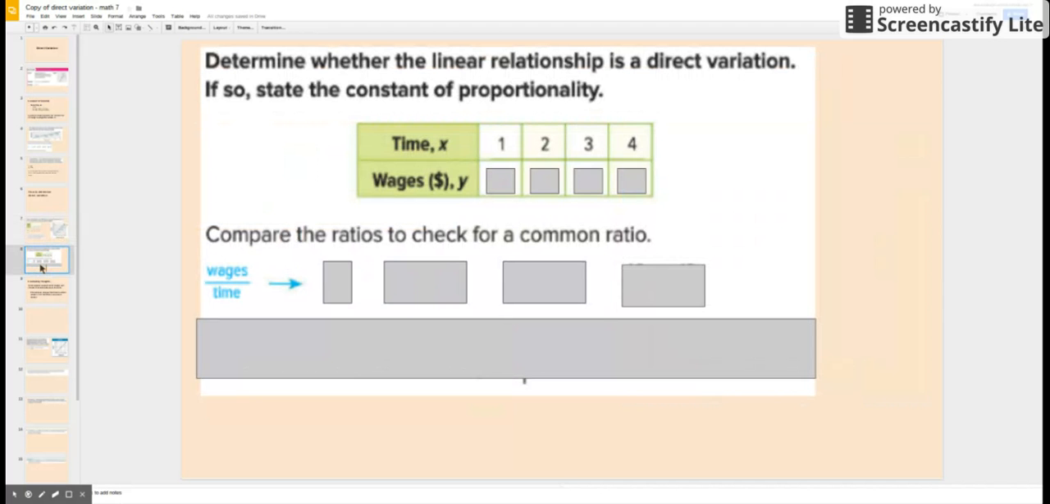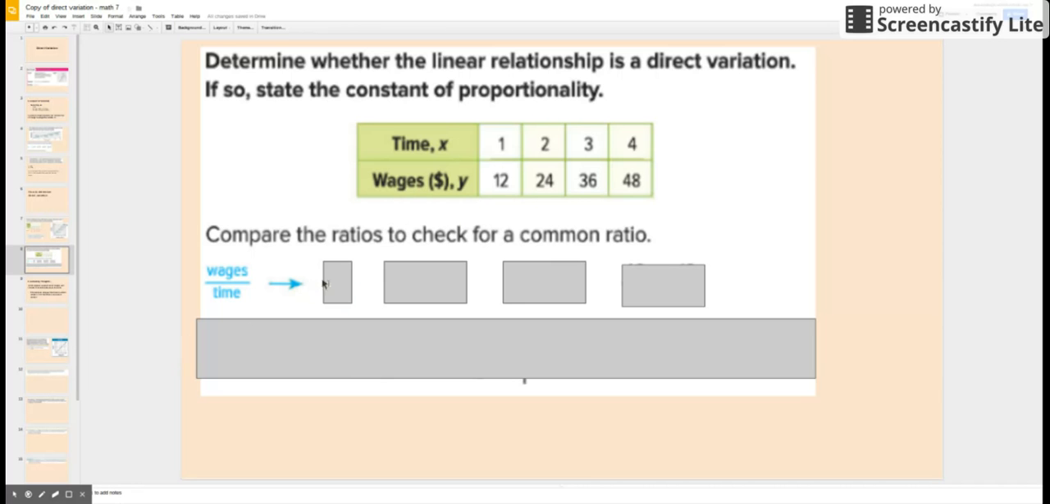Okay, here's the next example. Determine whether the linear relationship is a direct variation. If so, state the constant of proportionality. So you're given this chart right here. You're given time, 1, 2, 3, 4. You're given wages, 12, 24.